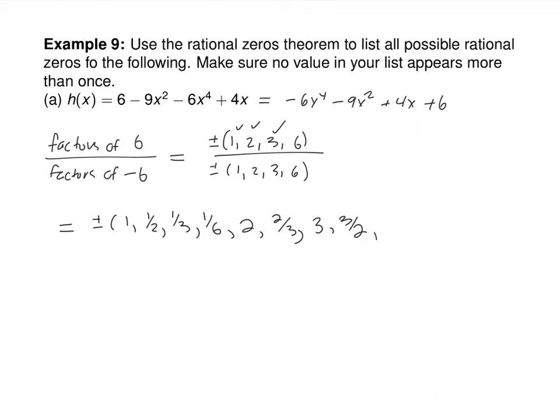And then 6. So 6 over 1. Is 6 over 2 a new number? So it's 3, we already have 3. 6 over 3 is 2, we already have 2, right? And 6 over 6 is 1, we already have that. So there is your comprehensive list.